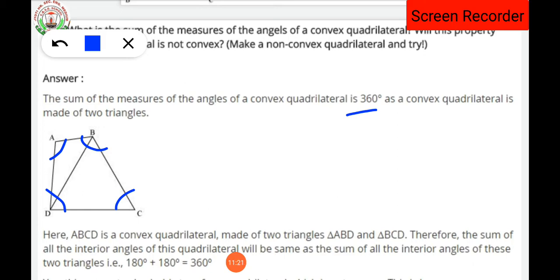So the sum of the measures of the angles of a convex quadrilateral is 360 degrees, as a convex quadrilateral is made up of two triangles. We can join the diagonals, isn't it? That's why BD is a diagonal. AC also we can join, and that is also a diagonal. So if this figure is made up of 2 triangles, when we join the 2 triangles, only then is a convex quadrilateral formed over here.